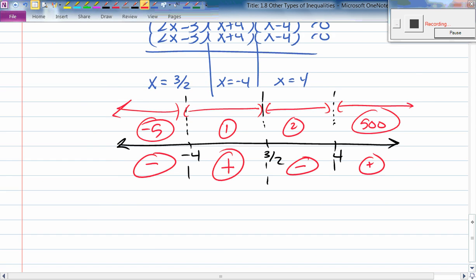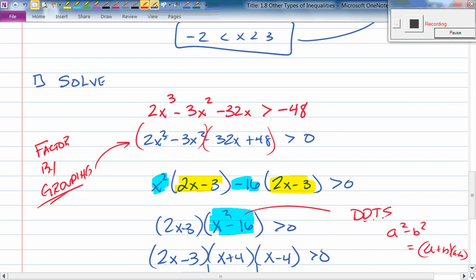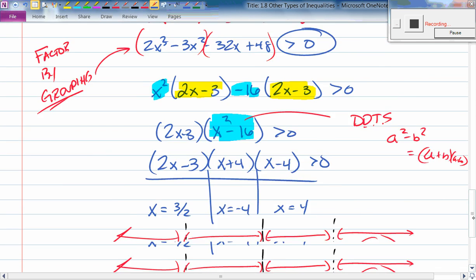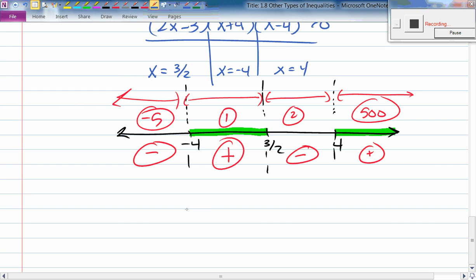Which ones do we want? We want answers that are positive, greater than 0. So I see two regions here. Any x value in this region will produce a positive answer for my polynomial, and as well, this region over here. So how do we summarize that? Negative 4 less than x less than 3 halves, or x is greater than 4.